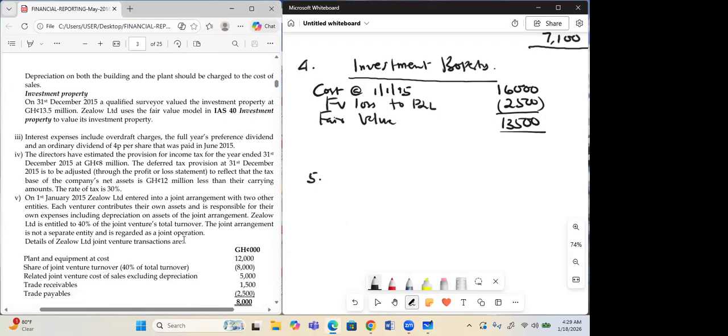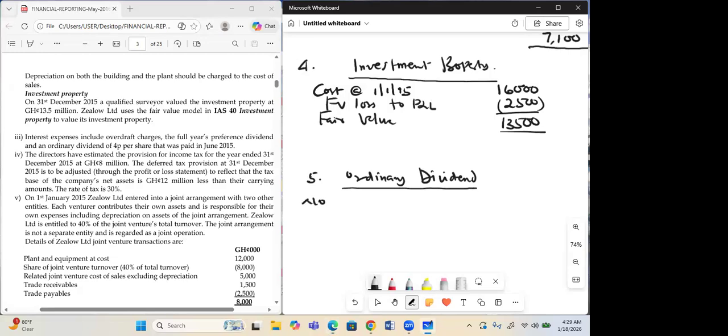Then they are saying an ordinary dividend of 4 pesos per share that was paid in June 2015. Now, ordinary dividend, should it be classified as part of finance cost? No. So it means we have to value the dividend and take it out, right? Yes. So first, the ordinary dividend. You have to measure it and take it out. It's a wrong treatment. So the ordinary dividend, they say 4 pesos per share.